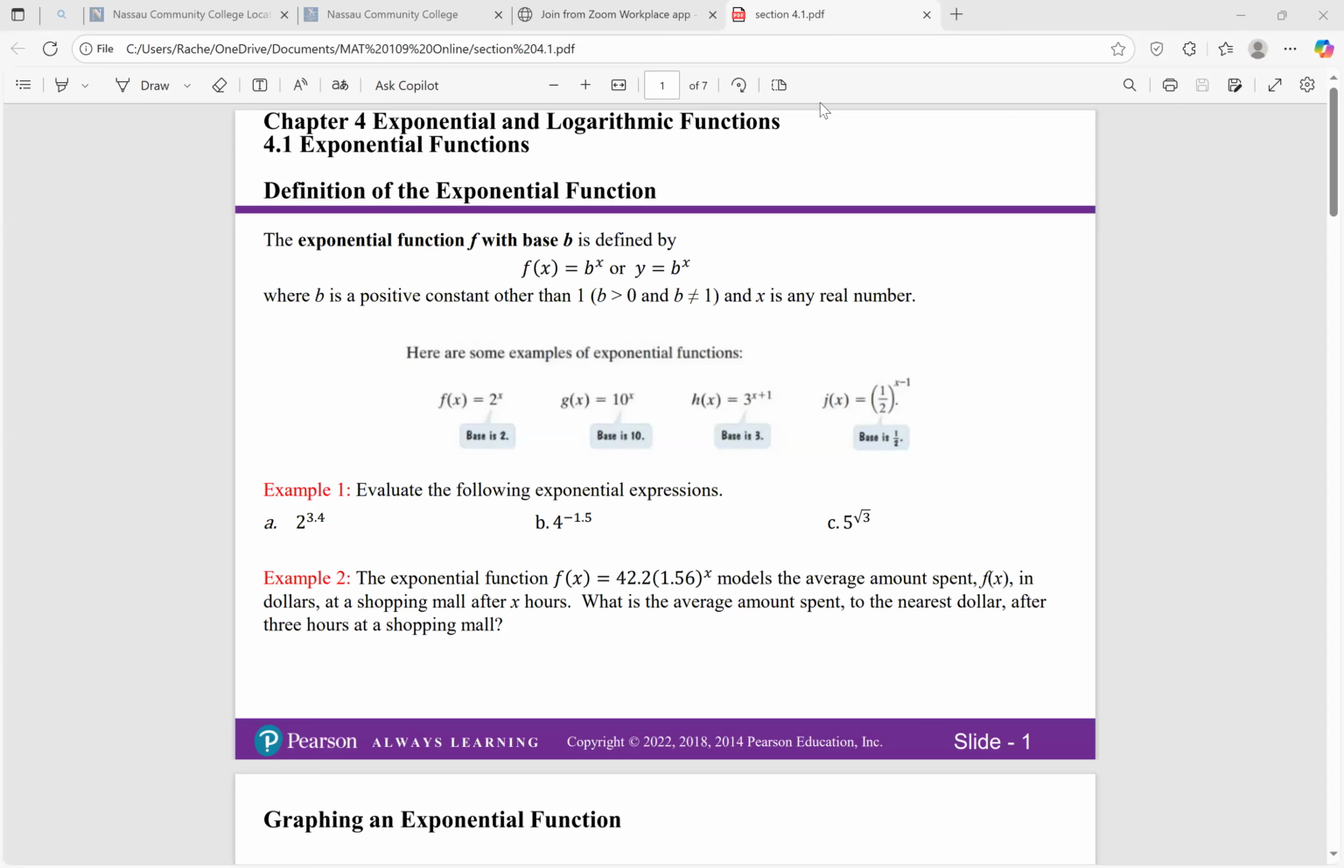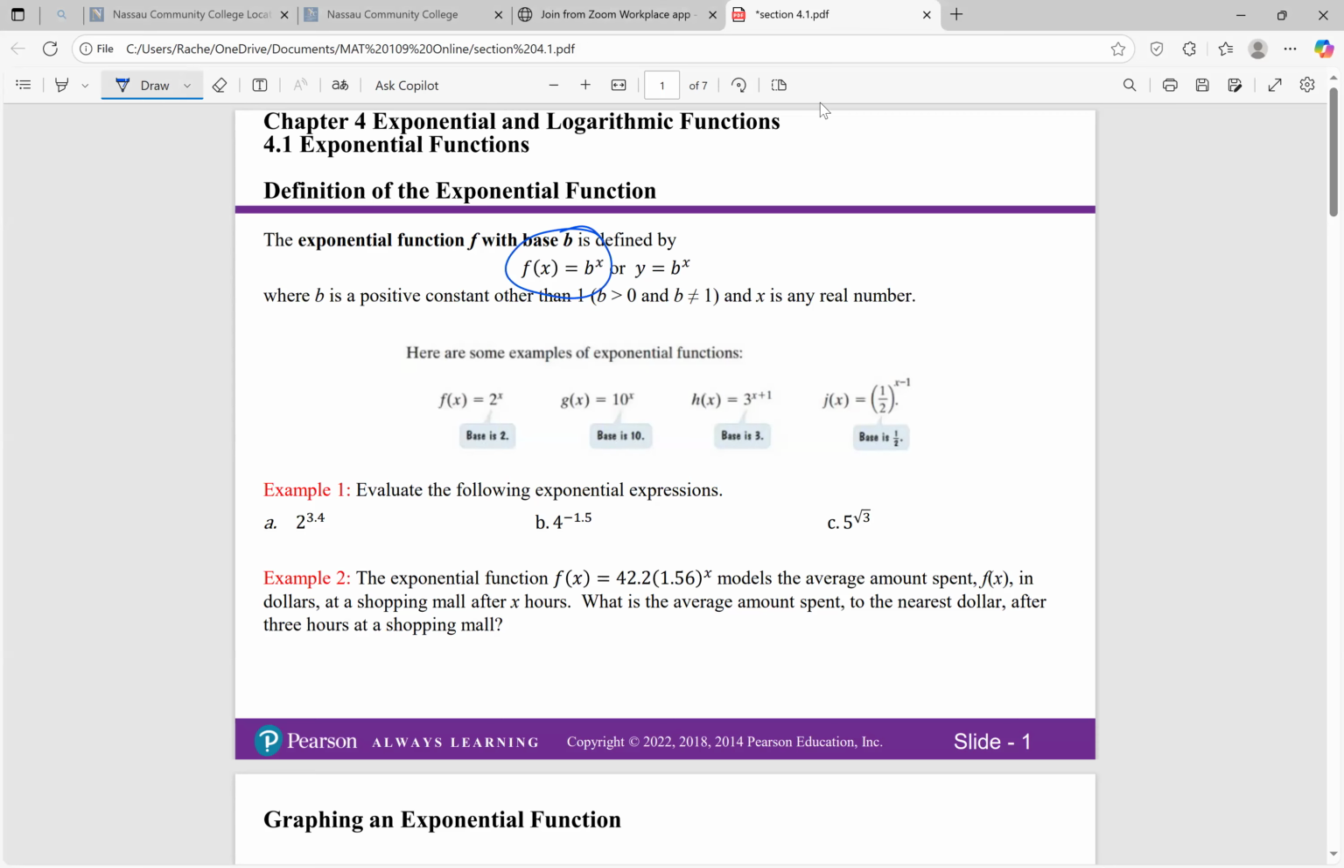In this lecture, we're going to start chapter 4, which is exponential and logarithmic functions. 4.1 is an introduction to exponential functions. I'm going to start with the definition of the exponential function. So the exponential function f with base b could be defined by f of x equals b to the x.